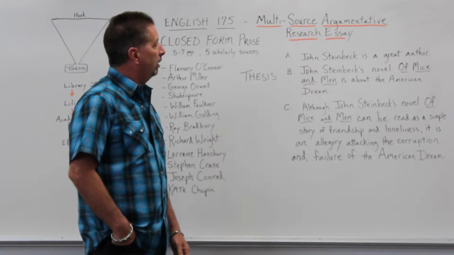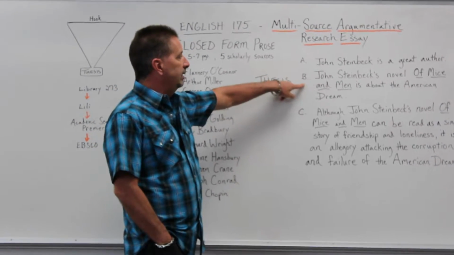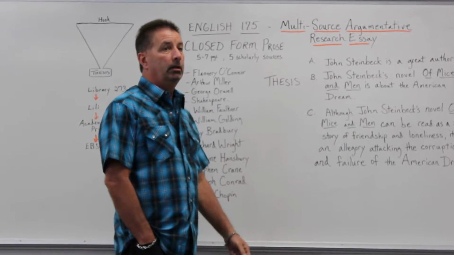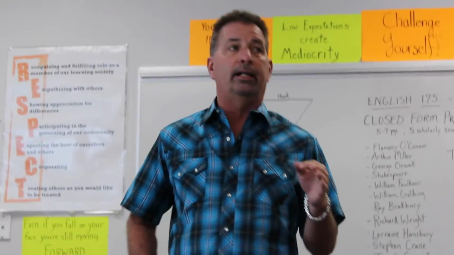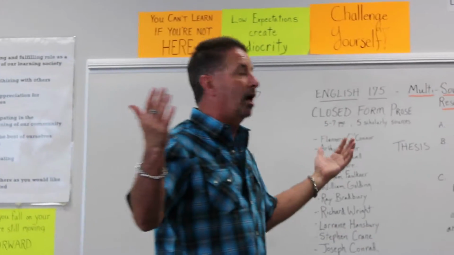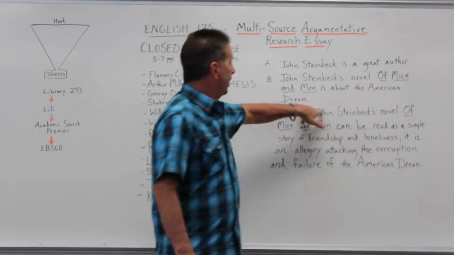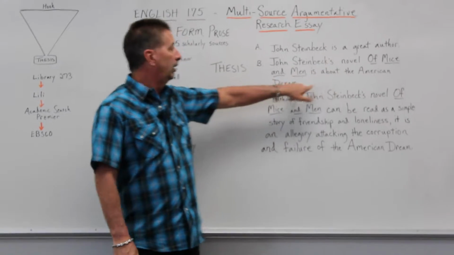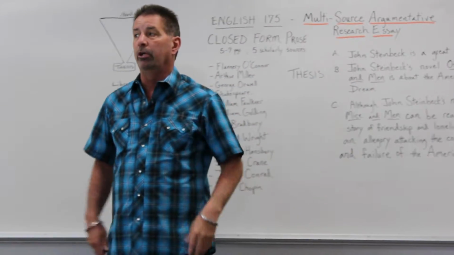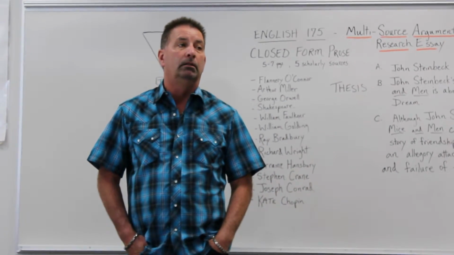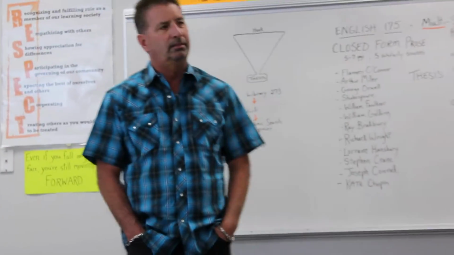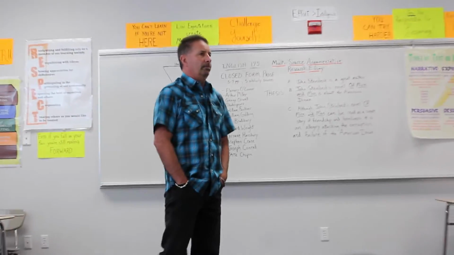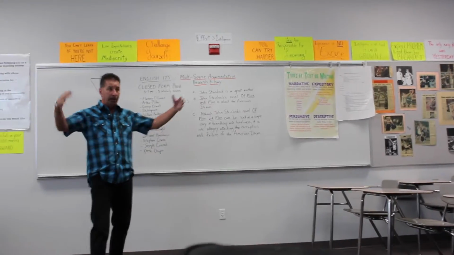It's better. John Steinbeck's novel Of Mice and Men is about the American dream. Okay, that's a little bit more focused. Now we know we're not going to just talk about the book and he's a great author. We're going to focus on an analogy between the novel and the concept of the American dream. What's still lacking? Tension. There's no tension there. And it's still a little bit vague. What about the American dream? The American dream is a pretty big concept.